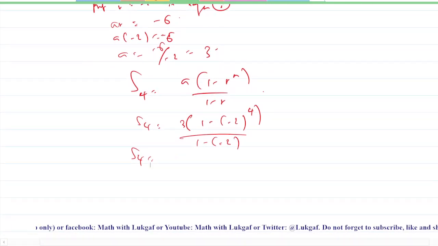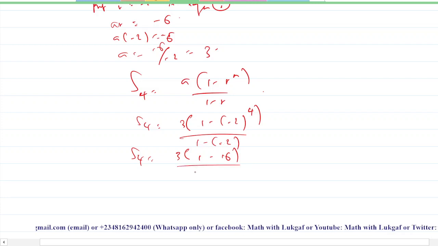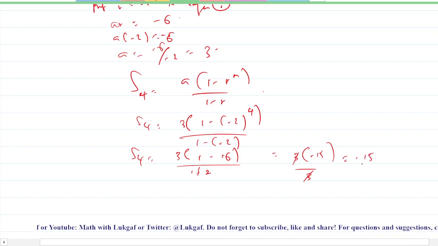So then your S4 will now be equal to, if you simplify further, 3 into 1 minus 16, because if a negative number is raised to an even power, you are going to have a positive, and 2 raised to 4 is 16. That's why I obtained that. So 1 minus, that's plus, so that's 1 plus 2. Then you have 3 into -15 over 3. So 3 will cancel 3. Then I have -15 as my result.